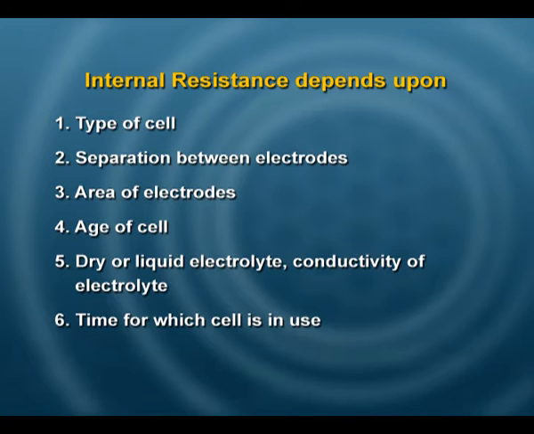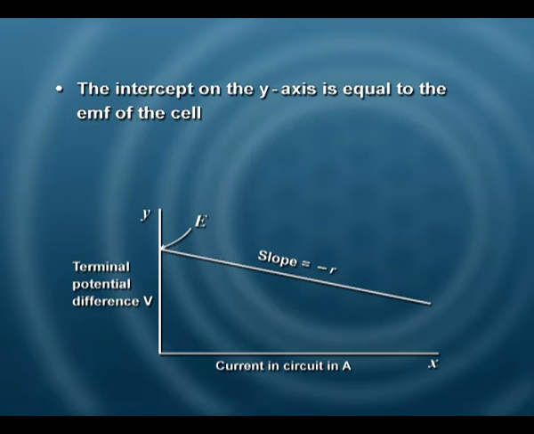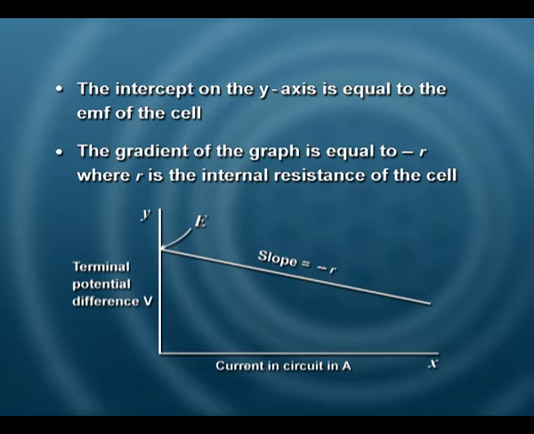Let us take another question. If we plot a graph of terminal potential difference V against circuit current I, we get a straight line with a negative slope. We have to explain why it is negative. So, let us take a look at this explanation. The intercept on the y axis is equal to the EMF of the cell. The gradient of the graph is equal to minus r, and how do we come to this conclusion?